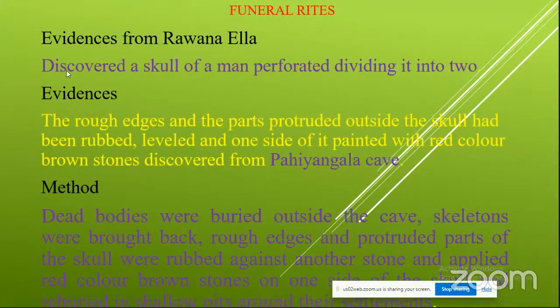And the evidences: the funeral rites. I told you that I am discussing the funeral rites here. So what are the funeral rites? Mainly these evidences have been discovered from Ravana Ella. The skull discovered from Ravana Ella was perforated, dividing it into two. That means it was divided by something striking it. However, we can't take that as a habit or a burial method. The evidence is that the rough edges and the parts protruded outside the skull had been rubbed, leveled, and one side of it painted with red color brown stone.